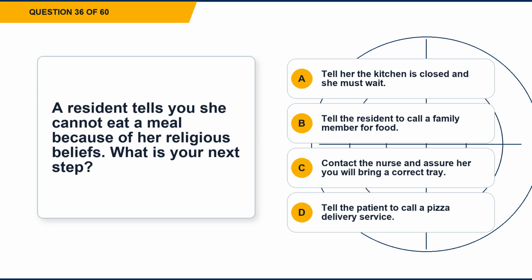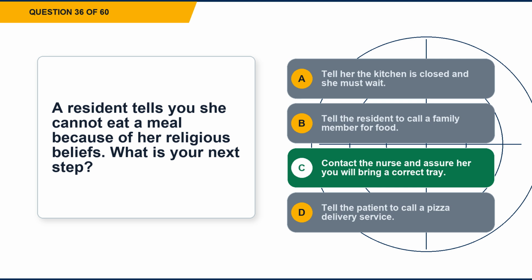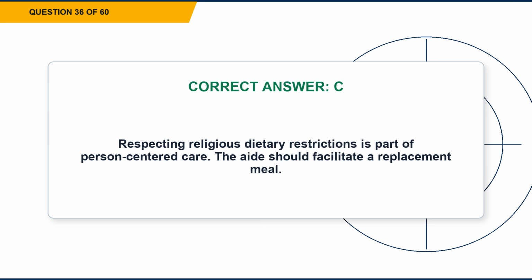Option A. Tell her the kitchen is closed and she must wait. Option B. Tell the resident to call a family member for food. Option C. Contact the nurse and assure her you will bring a correct tray. Option D. Tell the patient to call a pizza delivery service. The correct answer is option C. Contact the nurse and assure her you will bring a correct tray. Explanation. Respecting religious dietary restrictions is part of person-centered care. The aide should facilitate a replacement meal.